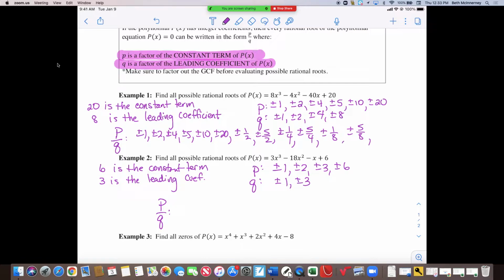I have P would be plus or minus 1, plus or minus 2, plus or minus 3, plus or minus 6, because P are the factors of the constant term. Q would be plus or minus 1, plus or minus 3, because Q are the factors of the leading coefficient. Now look at what we did for P over Q. You're going to have to write all of the P's down because they go over 1, and then find the ones that we don't have when you take the P values over 3. I'll give you about 60 seconds head start on me.